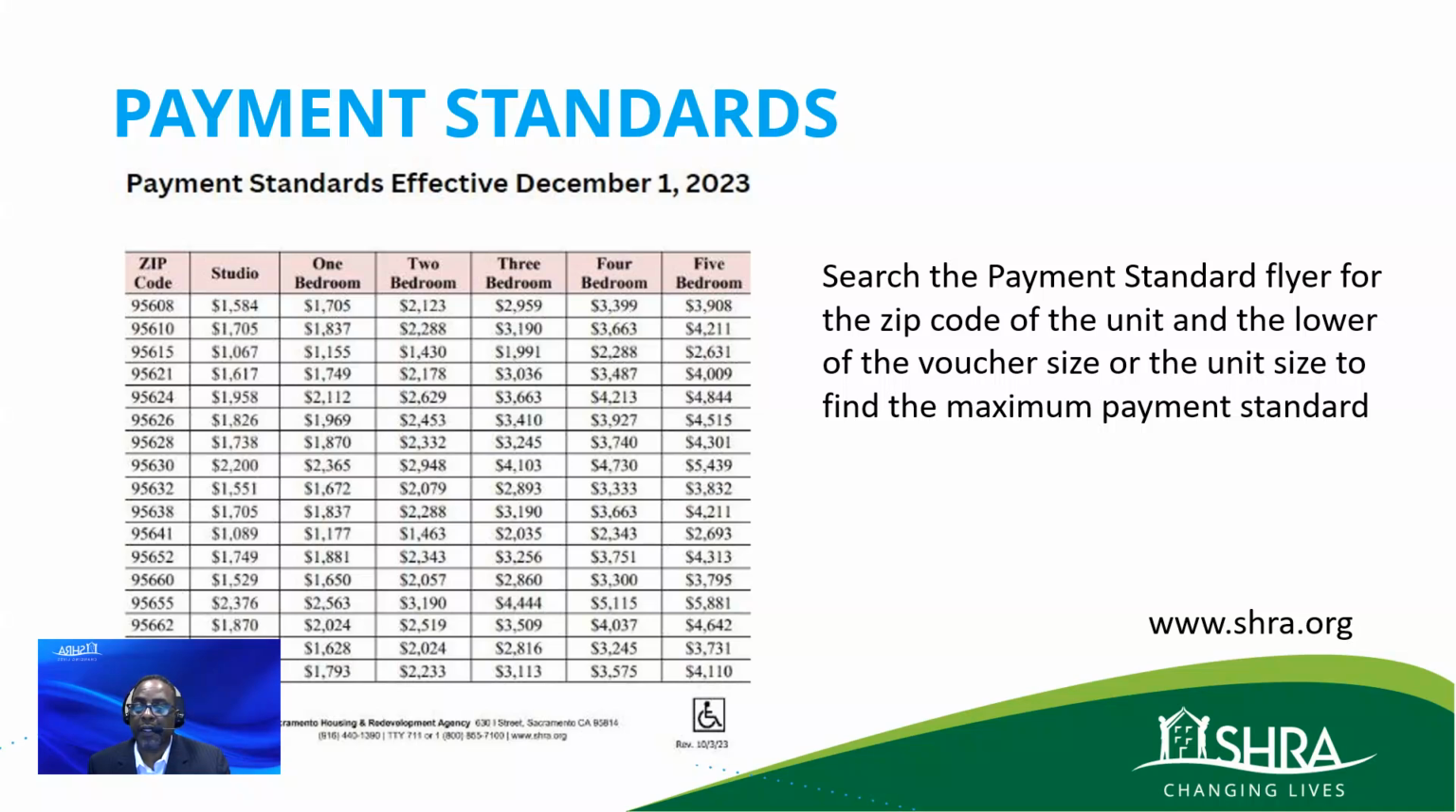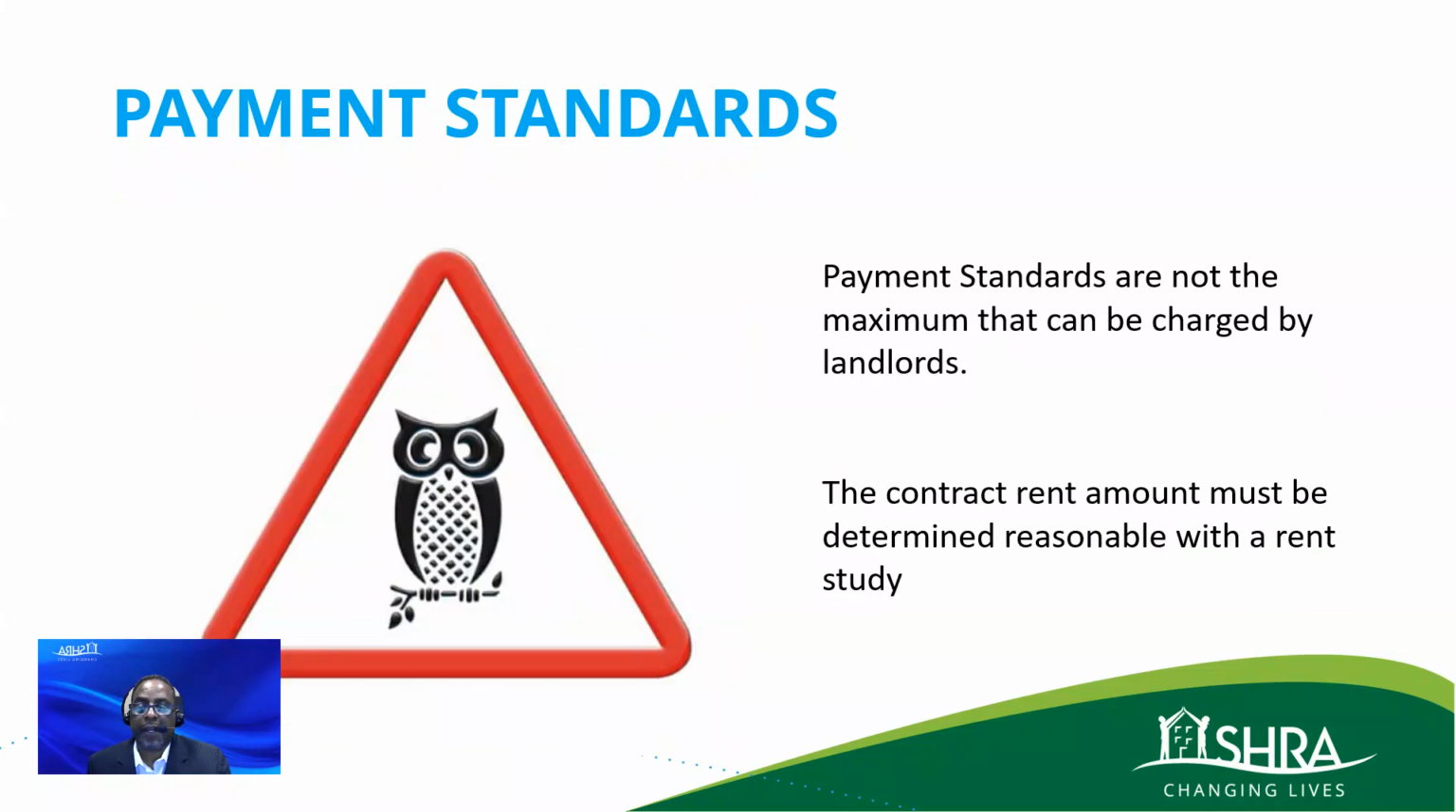The payment standards, along with affordability calculator and more information about how these amounts are determined, can be found on our website, which is www.shra.org. Please keep in mind that the payment standards are not the maximum rent that can be charged by landlords. The contract rent amount must be determined reasonable with the rent study.